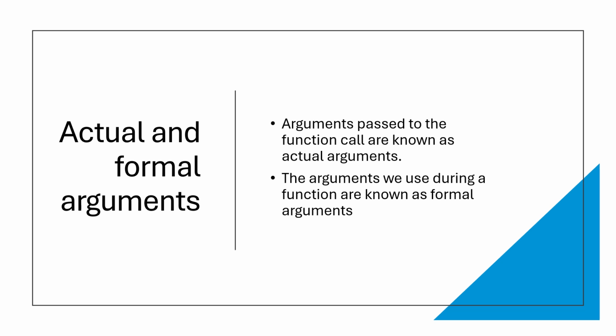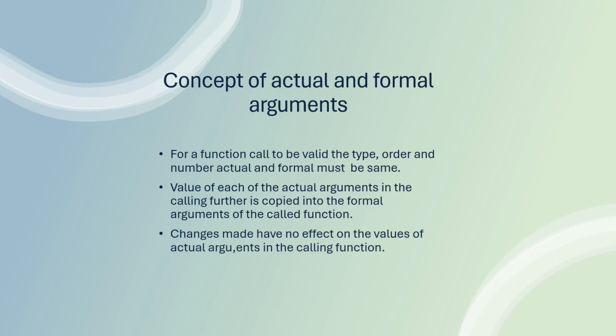So we are passing the argument to the function, which is known as an actual argument. But in formal arguments, we are using that argument inside the function, while the function's statements are executing. Concept of the actual and formal arguments: for a function call to be valid, the type, order and number of actual and formal arguments must match. The value of each actual argument in the calling function is copied into the formal arguments. Changes made have no effect on the values of the actual arguments.